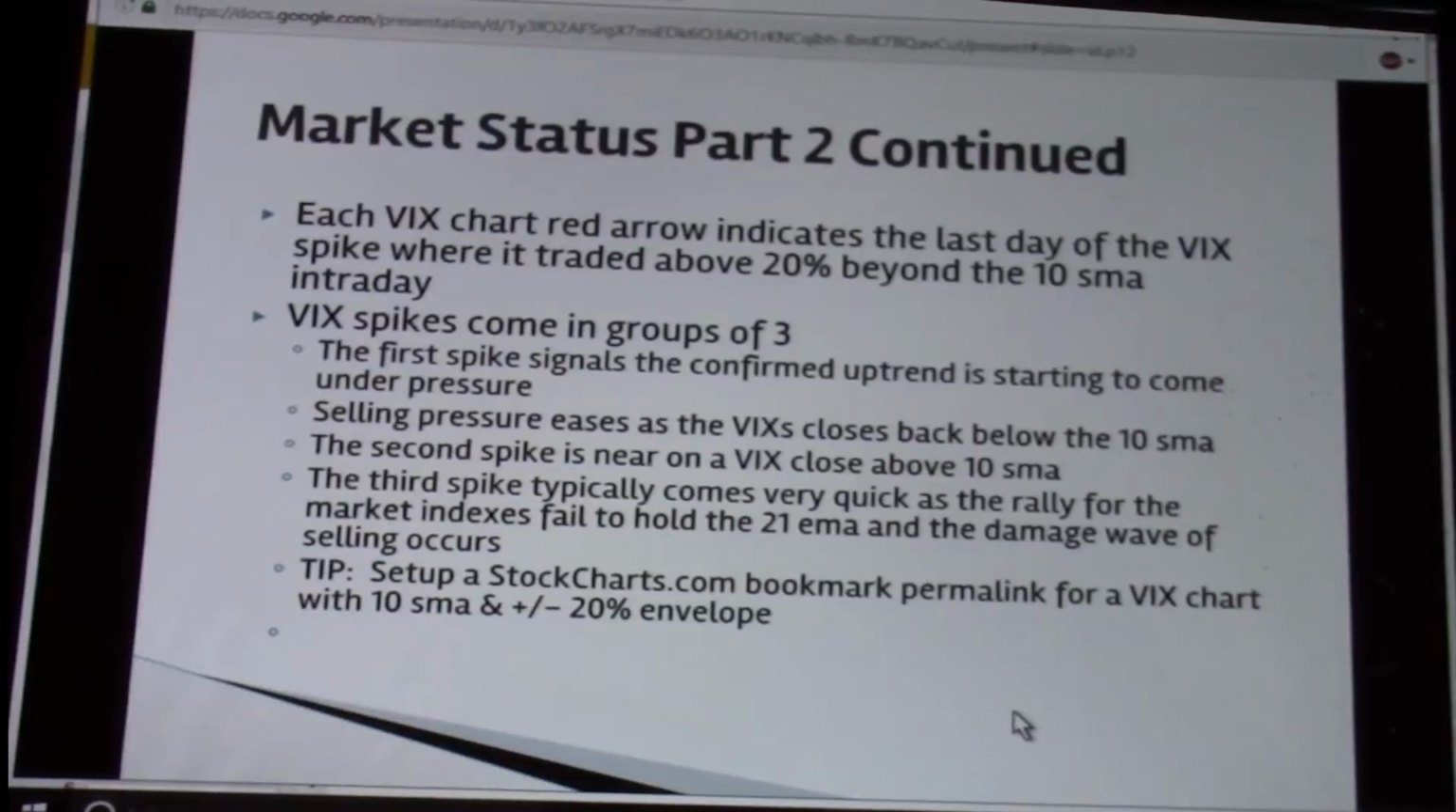You want to be out of whatever you're trading on the long side. When you get back above that 10-day moving average, get out. The second spike happens when it closes above the 10-day.